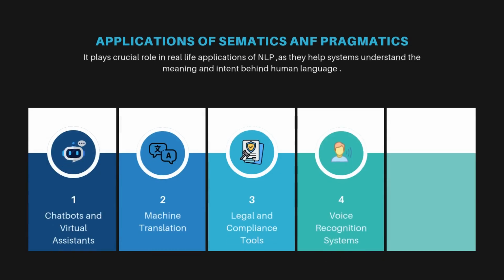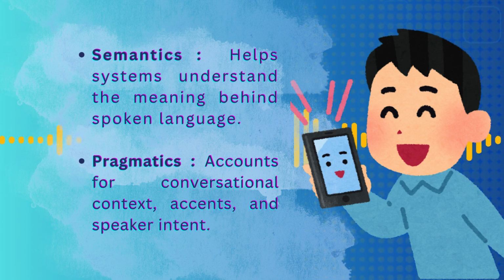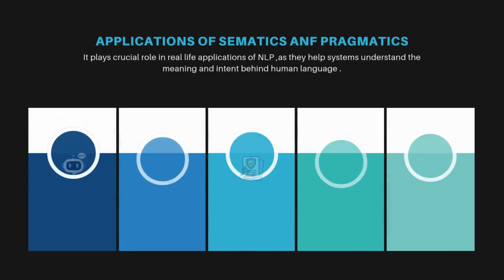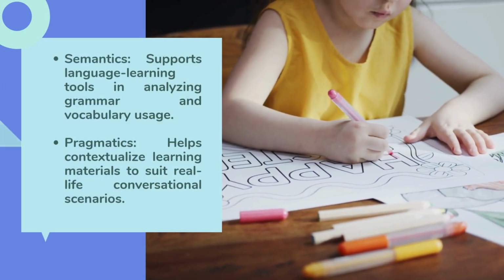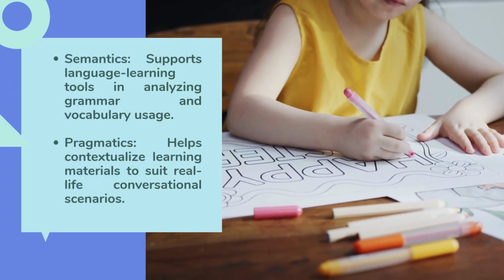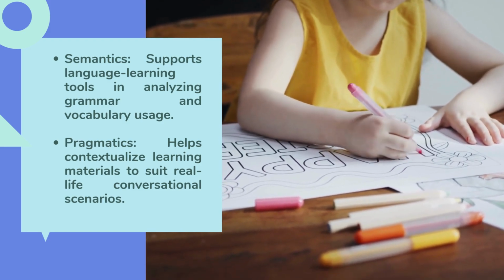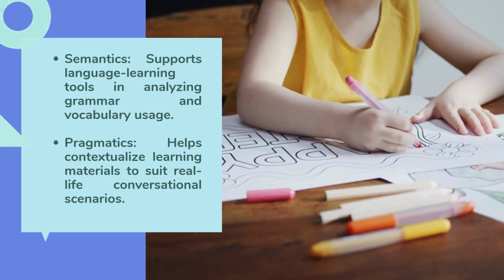Next is voice recognition systems. In this, semantics helps systems to understand the meaning behind spoken language. And pragmatics accounts for conversational context, accents, and speaker intent. Last is educational tools. In this, semantics supports language learning tools in analyzing grammar and vocabulary usage. And pragmatics helps to contextualize learning materials to suit real-life conversational scenarios.